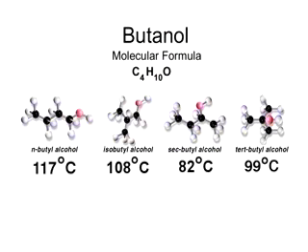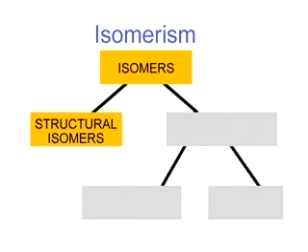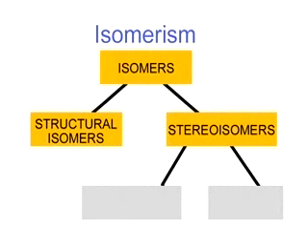The 4 butyl alcohols differ in their physical and chemical properties, for example, in their boiling points. Isomers that have the same groups of atoms bonded to one another, but differ in the spatial arrangements of the atoms, are called stereoisomers.